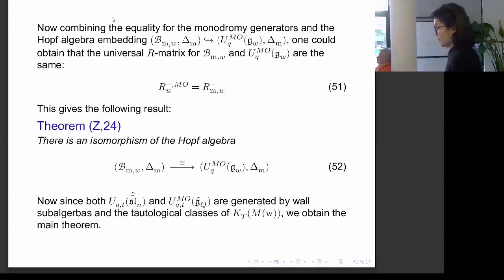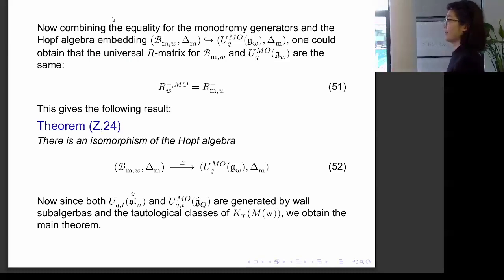And now, combining the equality for the monodromy generators and the Hopf algebra embedding over here, we can obtain that the universal R matrix for this Yangian and this geometric Yangian are actually the same. So what does it mean? It means that the Yangian and the geometric Yangian are isomorphic as Hopf algebras.